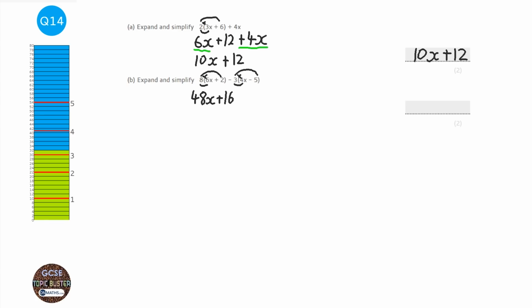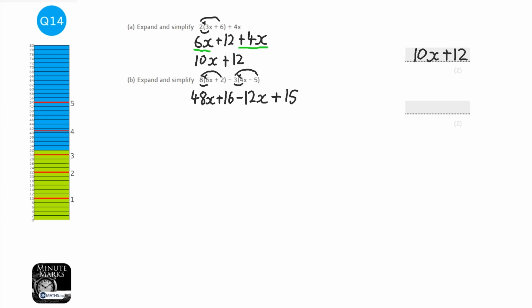However, the next one's slightly different. The number outside the brackets is not a 3, it's a minus 3. So when we do minus 3 times positive 4x, we're going to get a negative because a minus times a positive is a negative. Then we do 3 times 4, which is 12, and then we've got the x as well. Now the rainbow is minus 3 times minus 5. Two minuses times together is a plus. 3 times 5 is 15.